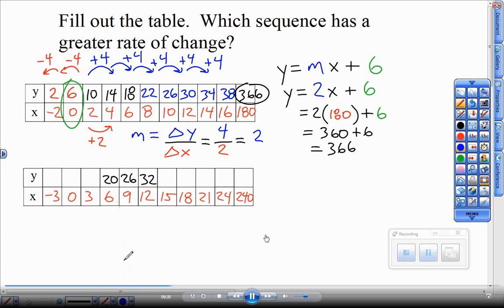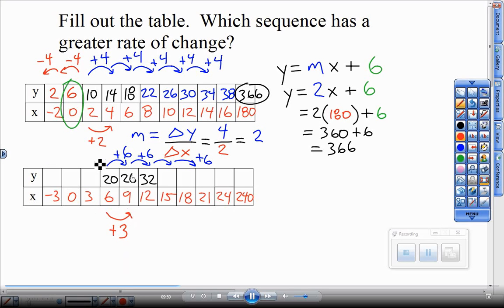Alright, next table. Again, looking at the change in the y numbers going up by 6. But this one has a change in the x numbers going up by 3. So you got to be real careful going up by 3s down here. The top number is all the way going up by 6s to the right, going up by 6, going up by 6, going to the left, minus 6, minus 6.